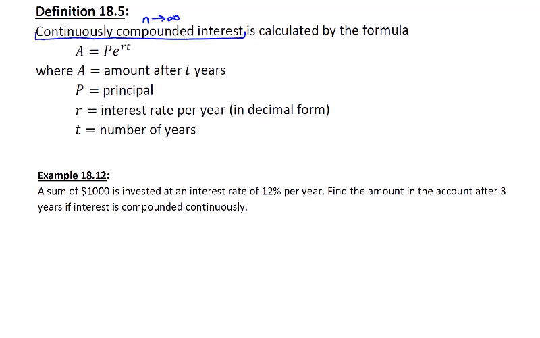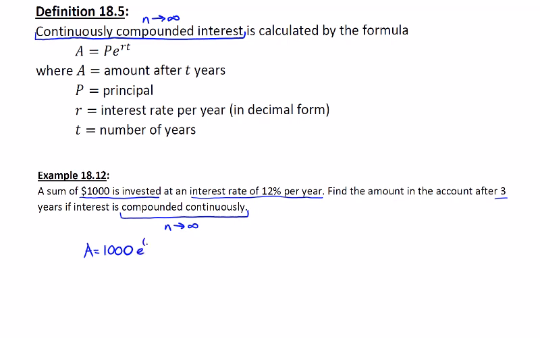For example 18.12, I want to do the exact same setup where we have $1,000 being invested, the interest rate is 12% per year, and the time is going to be 3 years. The only thing that's different is that it's going to be compounded continuously. So again, compounding continuously means that we have n approaching infinity, and it won't be possible to plug infinity into that formula for compound interest because it's not a real number.